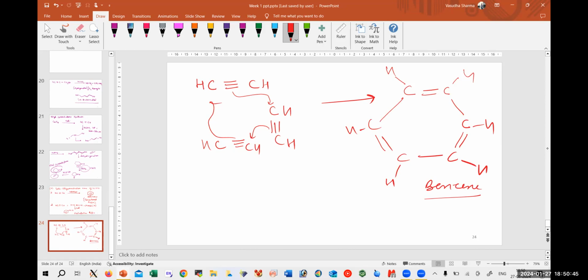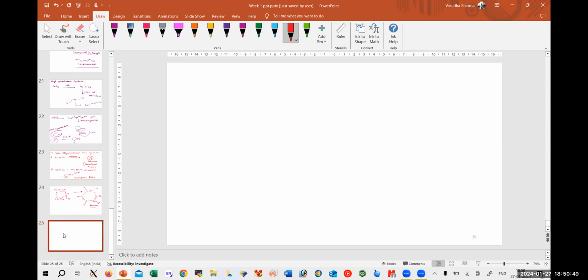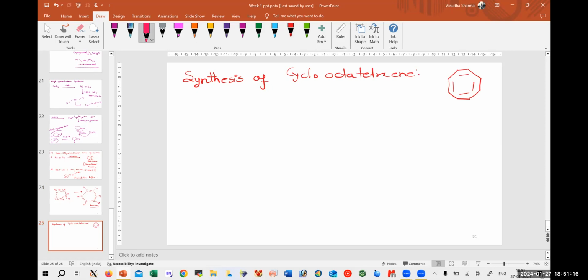So in similar kind of fashion, we can have a synthesis of cyclooctatetraene, which is nothing but this molecule. So how do we do that? So firstly, we are having a diacetylene nickel molecule, and in presence of one more acetylene, it will form the active species, this triacetylene nickel molecule, which is the active species.